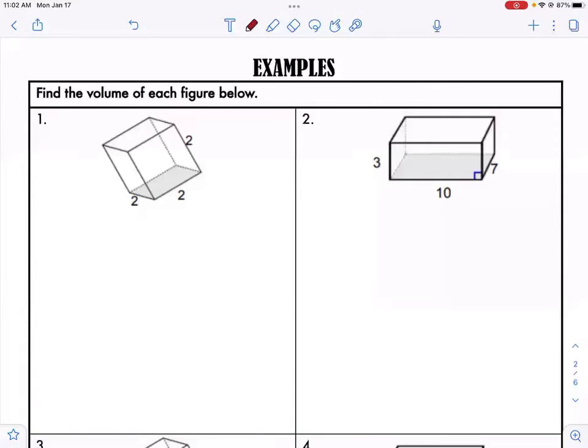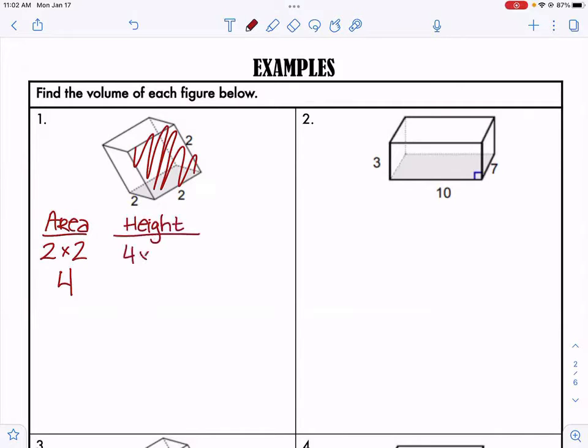We need to find the area of this square. How do I do that? 2 times 2, which is 4. Then you got to multiply it times the height. What's the height? It's a cube. The height is 2, right? So 4 times 2. 8. Okay, so it's 8, and then we got to label it.